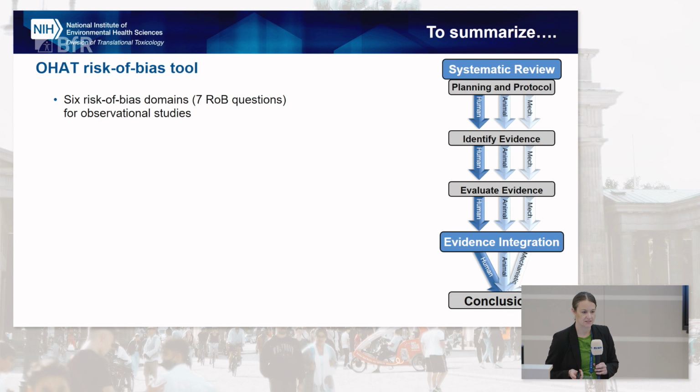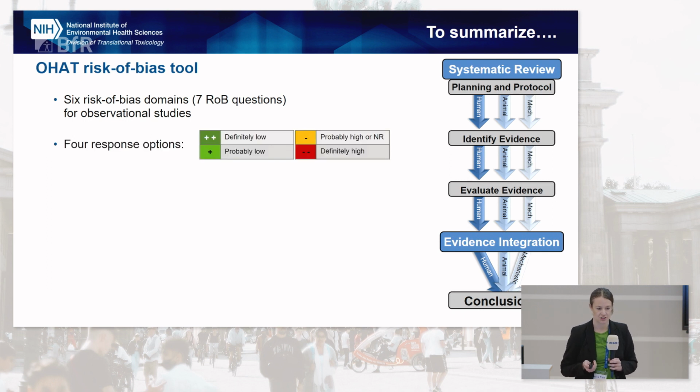So to summarize, our risk of bias tool in OHAT has 6 different domains for observational studies and 7 risk of bias prompting questions. We have these 4 response options. A question came up in the workshop yesterday about why we have 4.